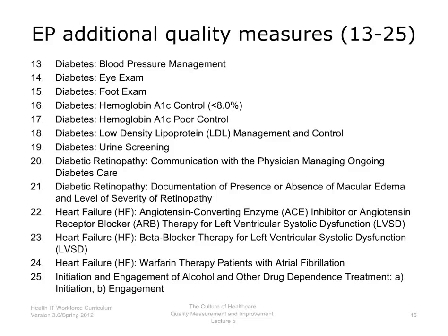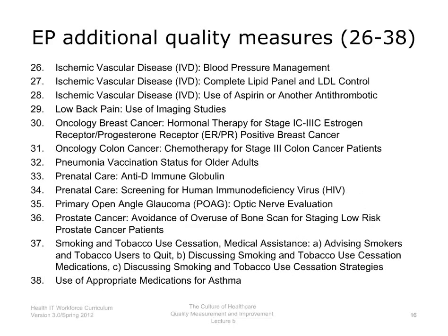Continuing the additional quality measures for eligible professionals, there are a substantial number of measures for diabetic patients, such as how well blood pressure is under control, whether they have had a foot exam, and other aspects of treatment of diabetes. There are also a number of measures for patients with heart failure that are listed here. There are additional quality measures for other conditions, such as ischemic vascular disease, breast or colon cancer, glaucoma, and prostate cancer.